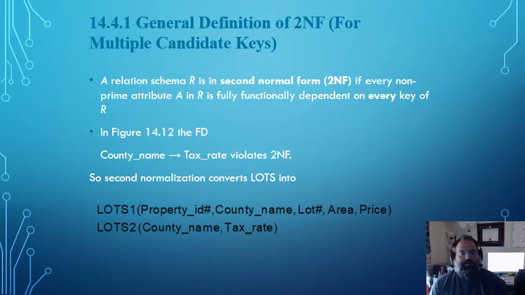14.4.1 General definition of second normal form for multiple candidate keys. A relation schema R is in second normal form if every non-primary attribute A in R is fully functionally dependent upon every key in R. For example, in figure 14.12, county name implies tax rate violates second normal form. So second normalization converts lots into lots 1, property number, and so on.